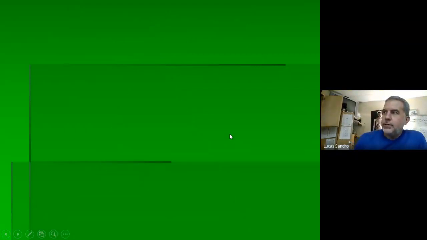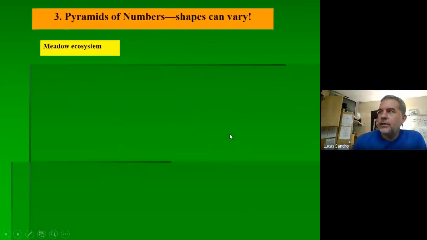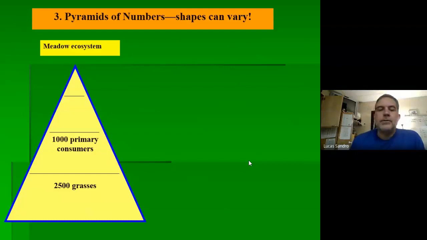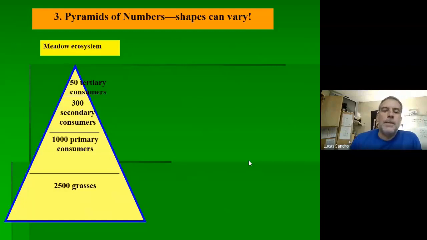The weird one is our final one, the pyramid of numbers, which instead of biomass or energy just counts how many organisms are there at each level. Now, some of them can look pretty normal, like a meadow ecosystem, a grassland where all the producers are real small, might work. We've got 2,500 grass plants maybe supporting 1,000 primary consumers, supporting 300 secondary, and so on. Still a pyramid. Where the pyramid of numbers starts to look funky is when there's anything that's especially large, that has tons of mass, which means tons of energy, but it's still only one organism since we're only counting organisms.